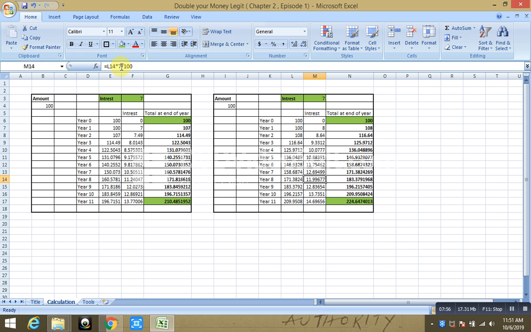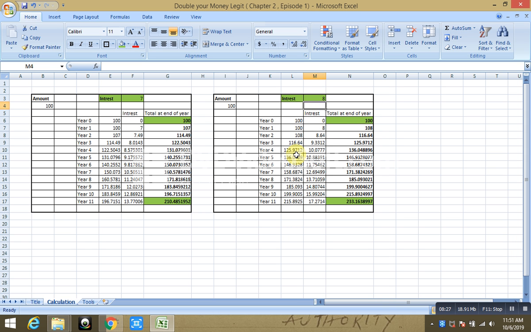So we are trying to calculate with 8% instead now. Okay, so we have just increased 1%. We have increased it to 8% instead of 7%. And if we see in the same period of time, which is 11 years, our amount available to us will be $230 instead of $210.